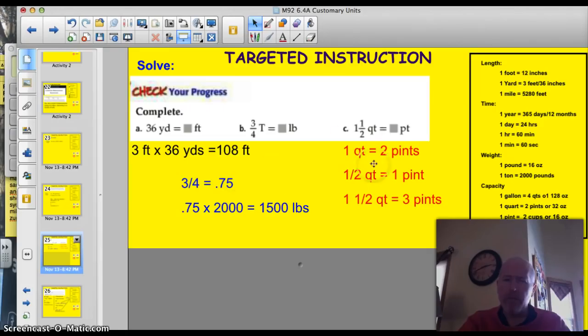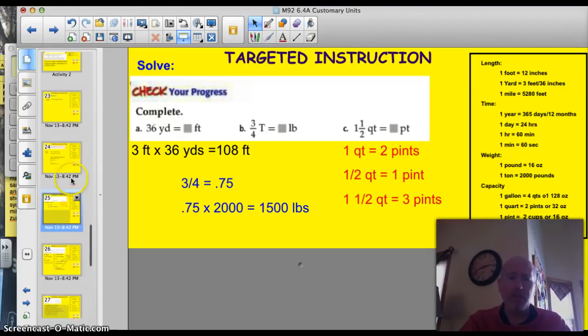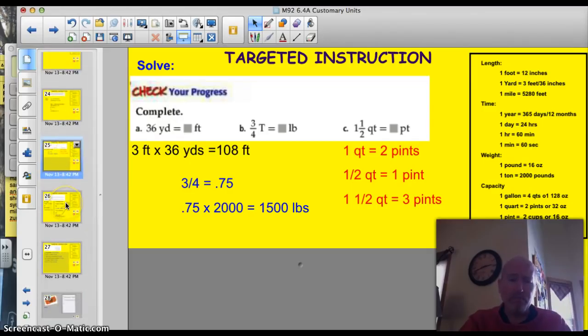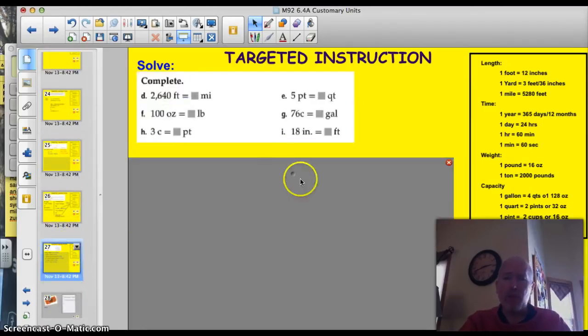All right. Sometimes I use addition, sometimes straight multiplication. Other times, I have to use a little more reasoning and think about fractions and how they equate to decimals. All right. I'm going to skip to this problem right here. I want you to try completing these problems right here. Go ahead.